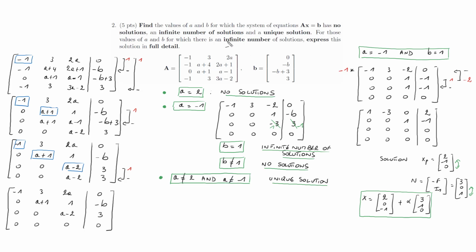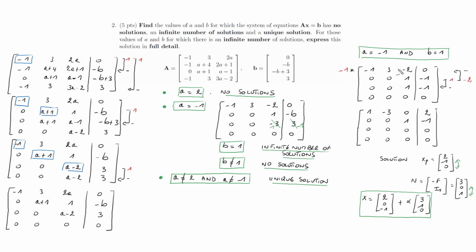As the question asks, we have to look at the case where we have an infinite number of solutions. So this is the case a equal to -1 and b equal to 1, right? And then express the solution in full detail. In this case, this is what we obtain. What we have to do, of course, here is create a line of zeros here.